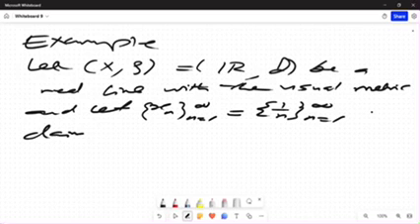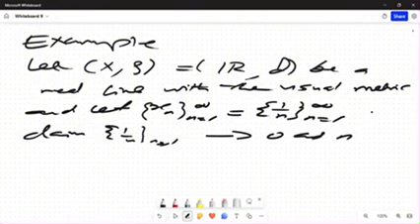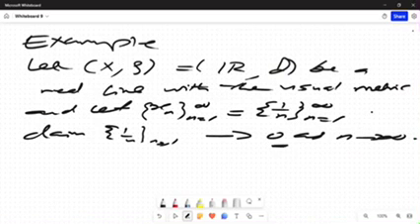Our claim is that this sequence, which is 1 over n, converges to 0 as n goes to infinity. In other words, 0 is the limit point of this sequence. So that's what we are claiming.